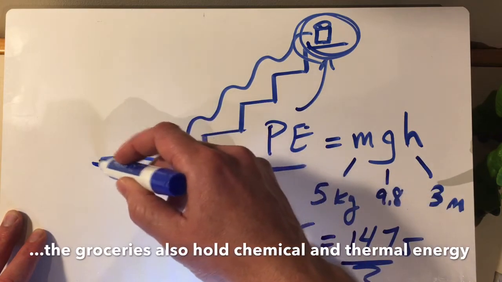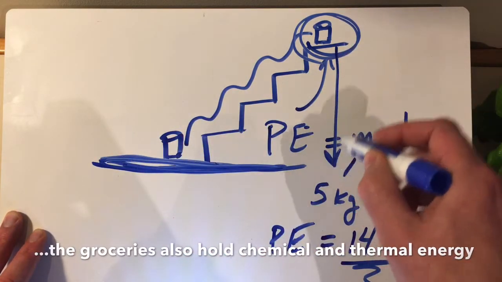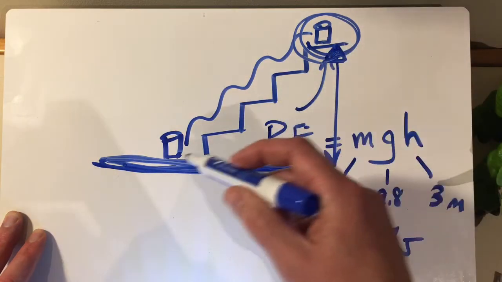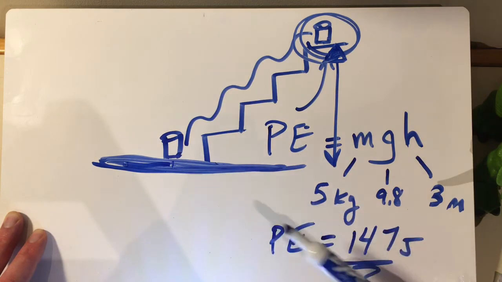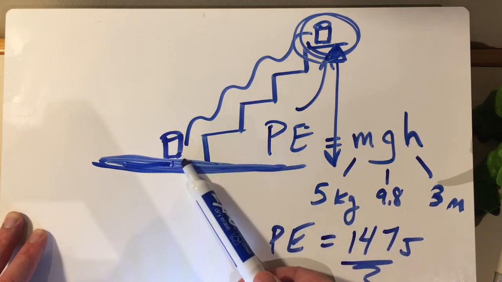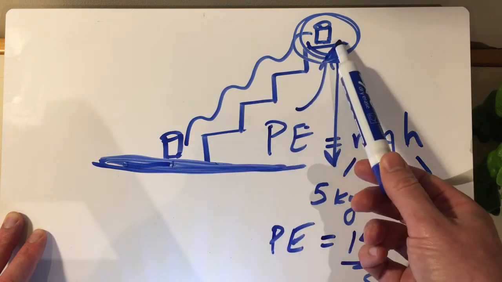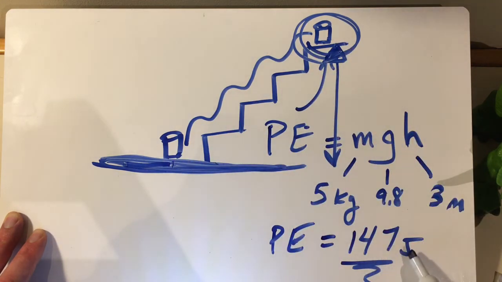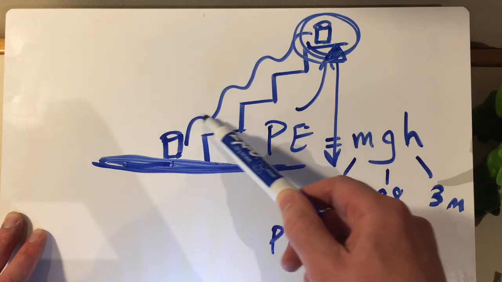This is 0. So this would be the baseline for which that 3 meters is compared to. Okay, if that bag of groceries was down here at 0, it would have 0 potential energy. It would have no potential energy to fall any further down. Up here it has 147 joules of energy. Now how did it get that amount of energy? Well, we had to put work into it.